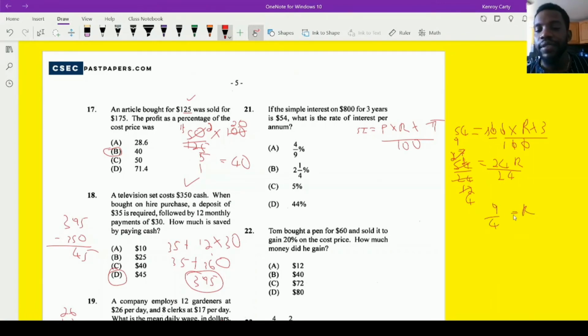Now, they don't want that, so we're going to have to give it as a mixed fraction. 4 into 9 goes 2 times, and the remainder is 1. So it's 2 1/4, which makes it option B. Now, if I had used the highest common factor, of course I would have gotten to the answer quicker, because in this case, I could have used 6.